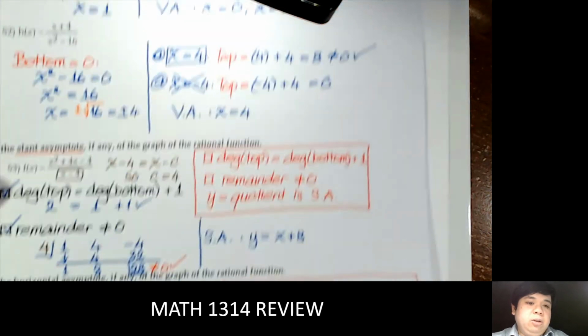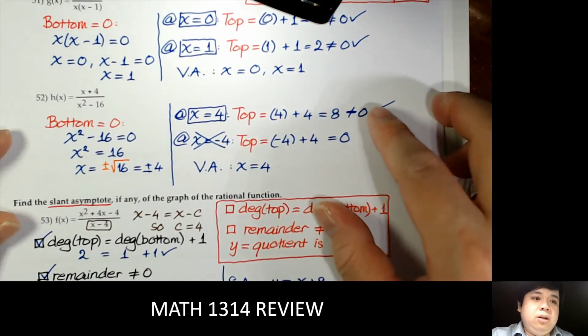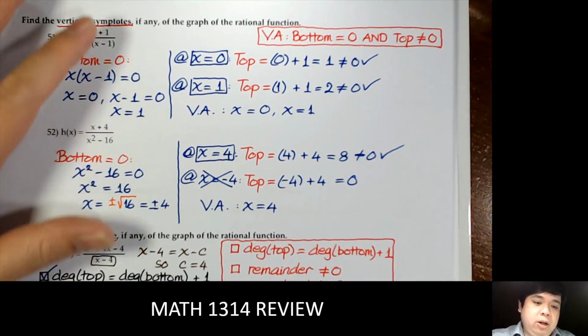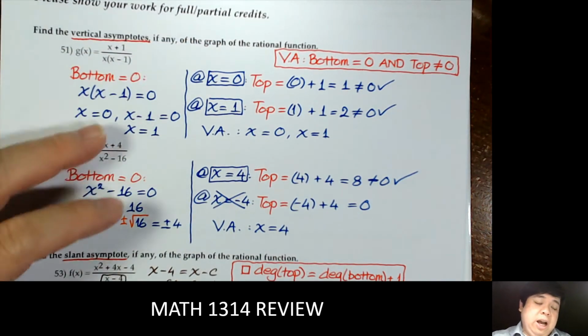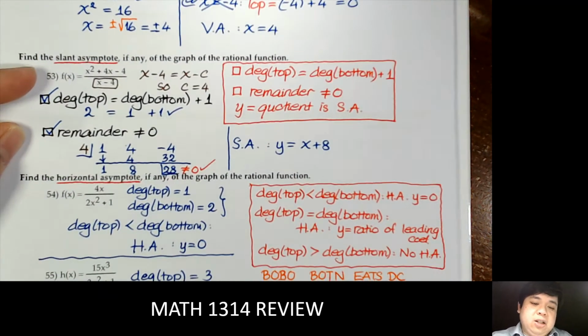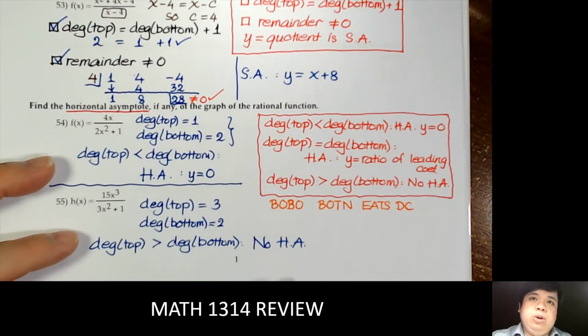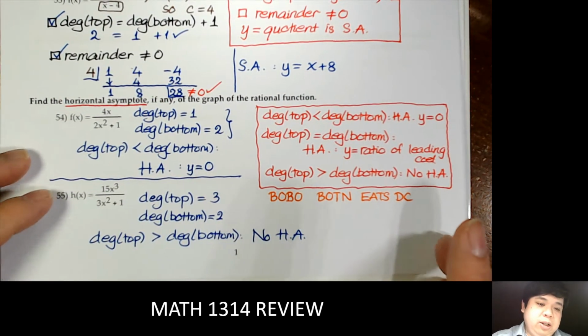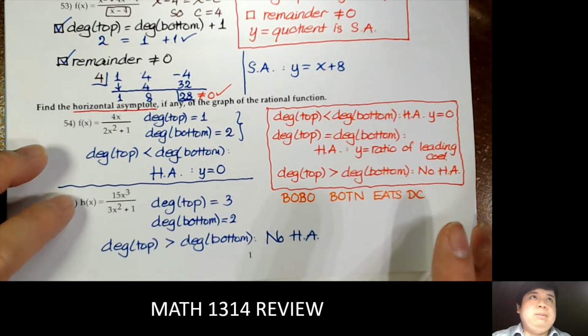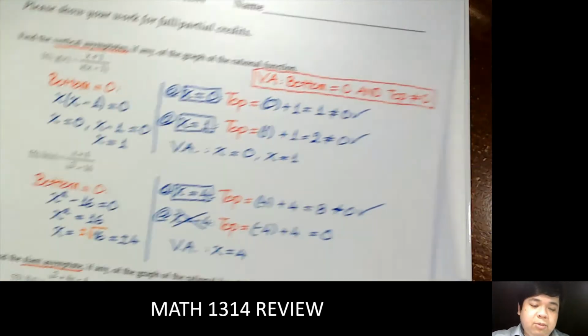One more thing though, the vertical asymptote. For the vertical asymptote, we have x equal to something, x equal to a constant. For the slant asymptote we have y equal to, and for the horizontal asymptote we have y equal to. Right, just want to note that.